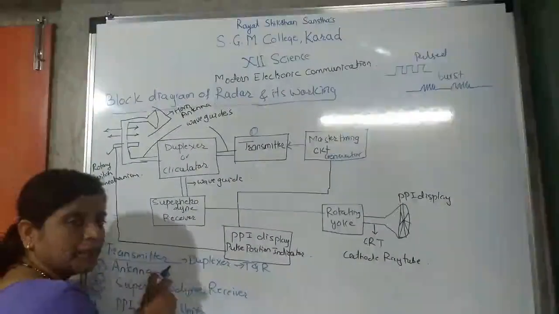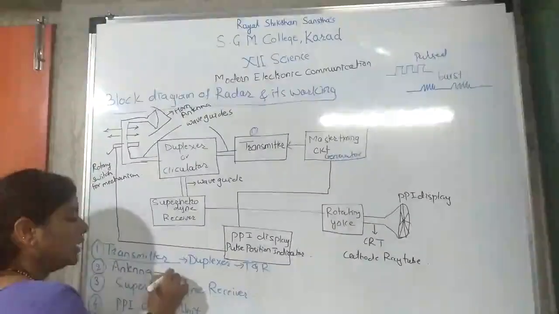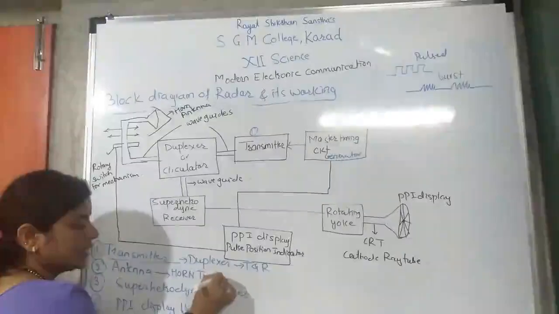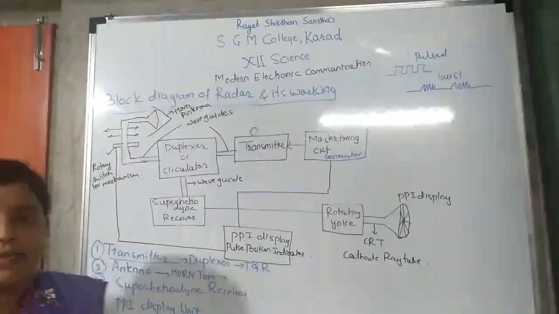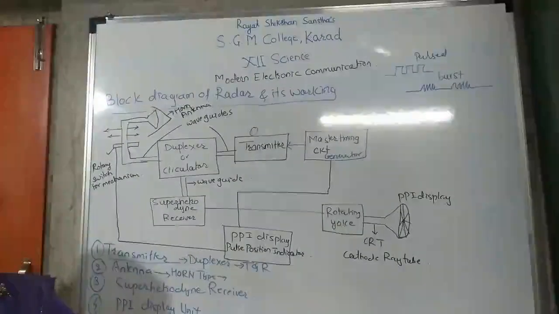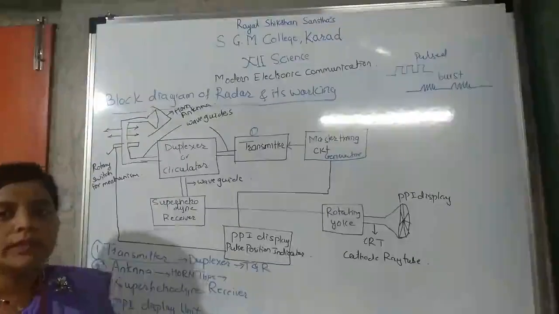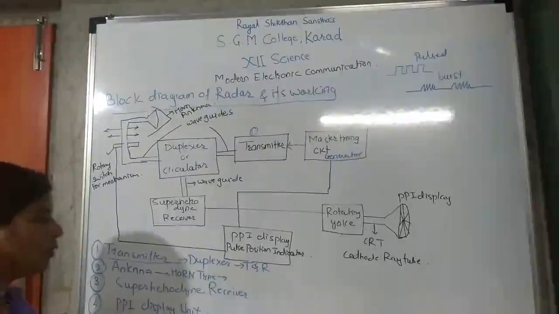So, antenna, which type of antenna is here? It is a horn type antenna. What happens in the horn type of antenna? It circulates the signal, or this antenna is a parabolic reflector.